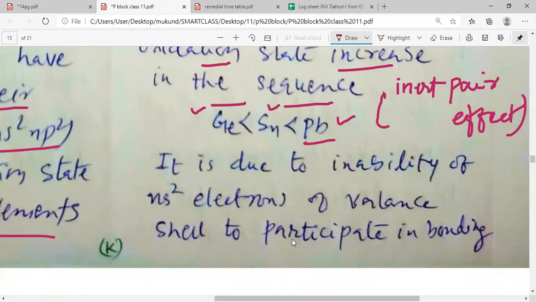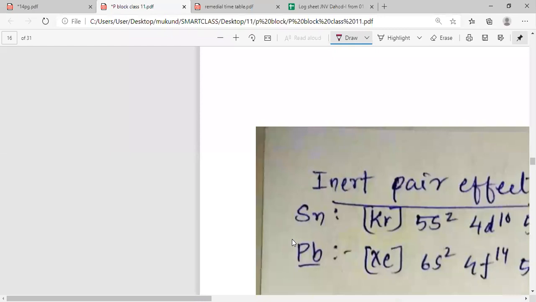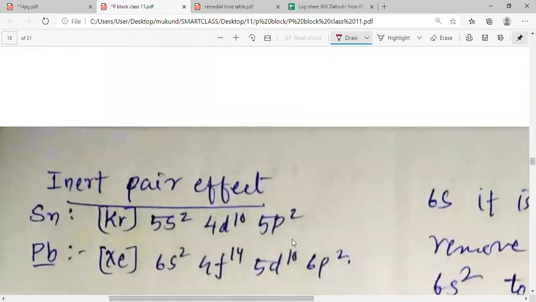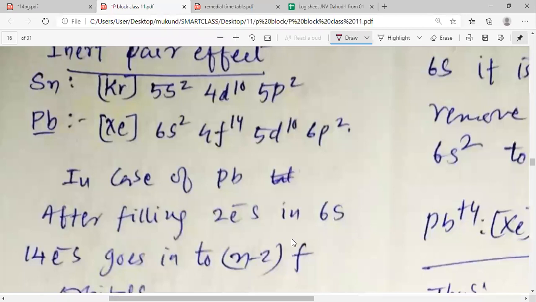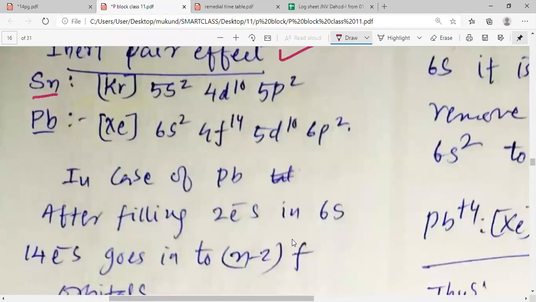As we go down the group, the stability of +2 oxidation state increases and the stability of +4 oxidation state decreases. It is due to the reluctance of the ns2 electrons of the valence shell to participate in bonding, and this is what we collectively call the inert pair effect. So my dear students, let me explain the inert pair effect once again in this chapter. Sn has krypton 5s2 4d10 5p2. Lead has the electronic configuration xenon 6s2, 4f14, 5d10, 6p2.